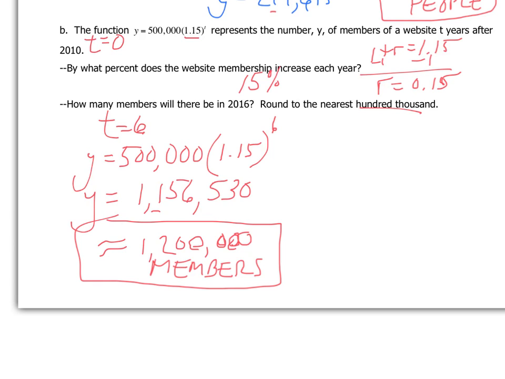How many members will there be in the year 2016, rounded to the nearest 100,000? Well, again, t being 0 is at 2010, so for 2016, t would equal 6. So we're going to be raising to the 6th power, and as I plug that in, I get 1,156,530. Rounded to the 100,000s place, that would make it 1.1 million members.